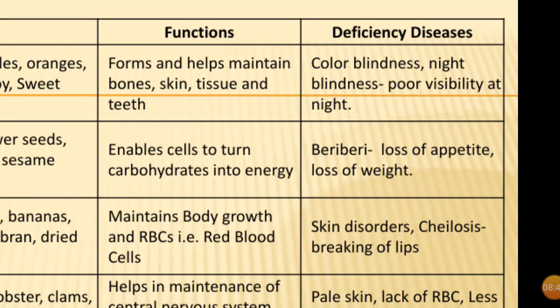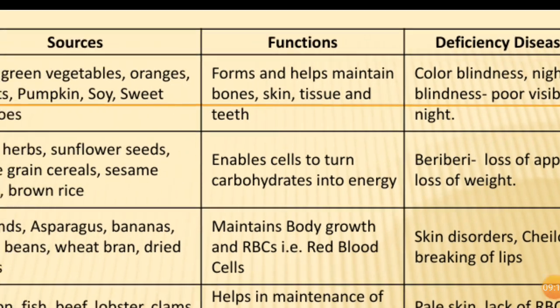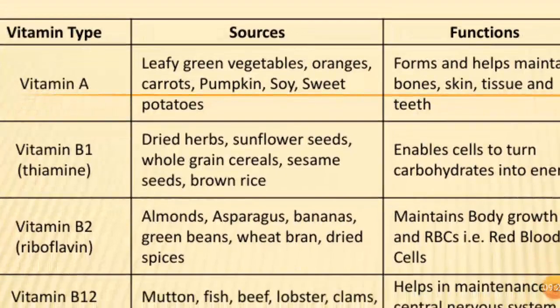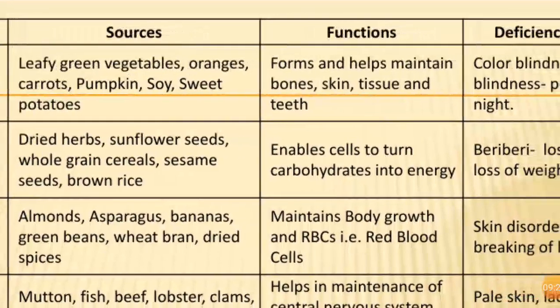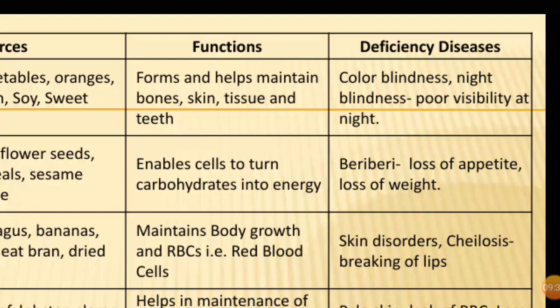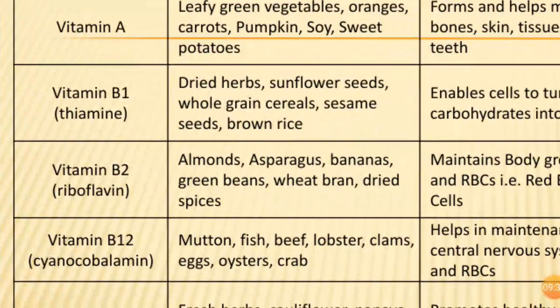What is the deficiency disease? Color blindness, means color samajh mein nahi aata hai. Night blindness, raat mein dikhai nahi deta hai. Poor visibility at night. Either raat mein kuch bhi dikhai nahi deta hai ya kuch clear nahi, unclear sa kuch dikhai deta hai. Read this vitamin A first. Sources. Function of vitamin A. Deficiency disease. Finish.